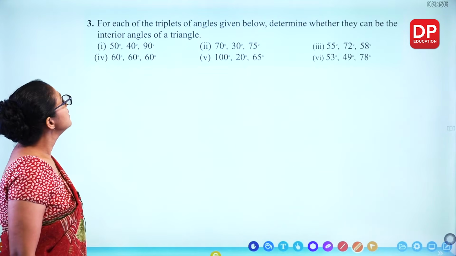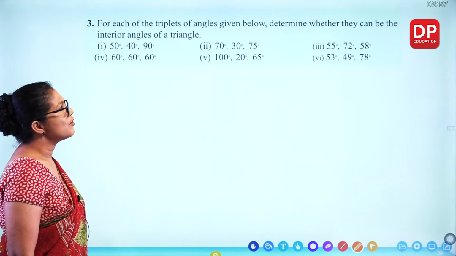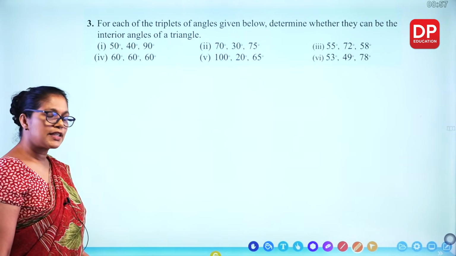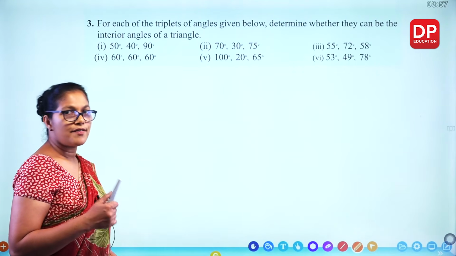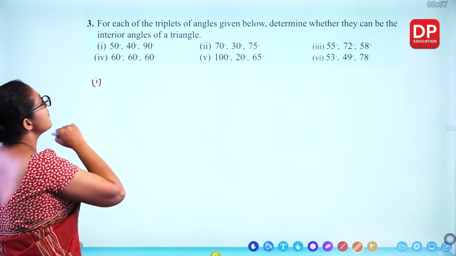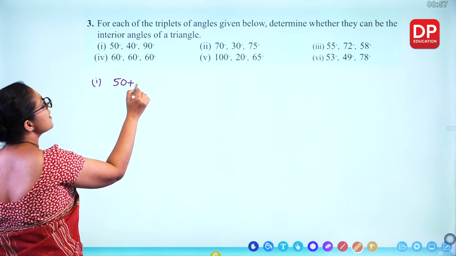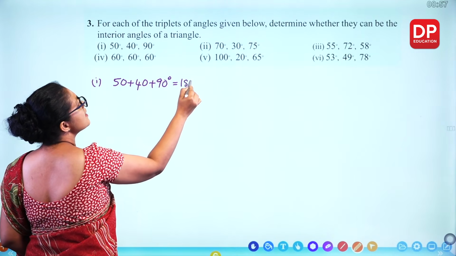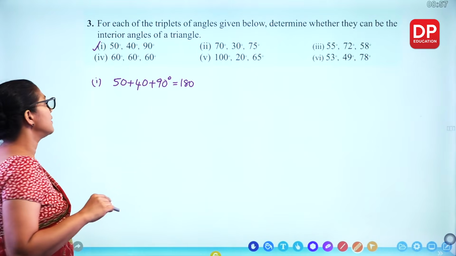Now we'll look at question number 3. For each of the triplets of angles given below, determine whether they can be the interior angles of a triangle. So what's the rule? When you add all three angles, they add up to 180. So we have to check each one whether it's 180 or not. So the first one, 50 plus 40, 90. 90 plus 90, you get 180.